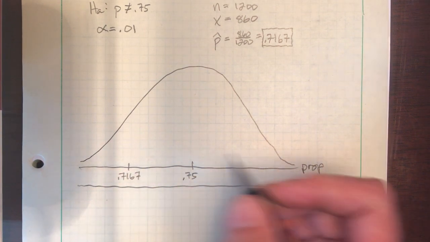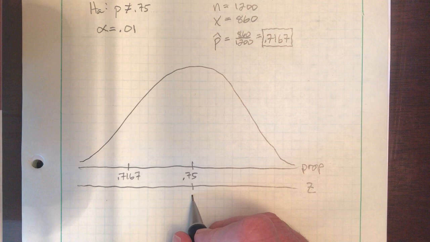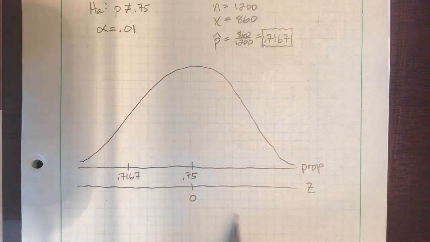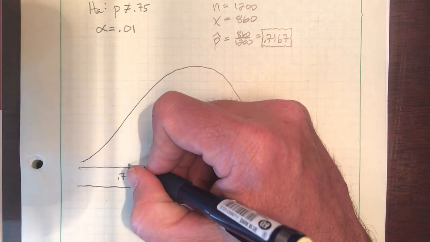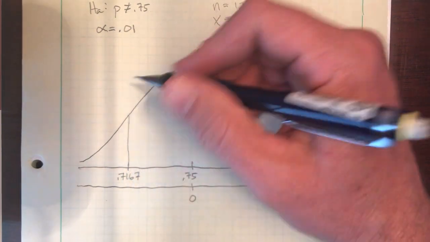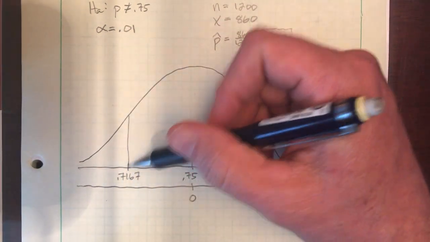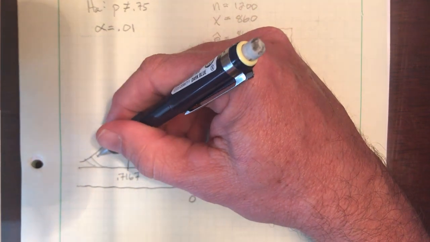0.7167. I know my z-score right below the null would always be 0, and we'll use my calculator in a moment to finish out the rest of this. But what I do know right now for the first time, this time my evidence is to the left, and so that gives me a left tail.